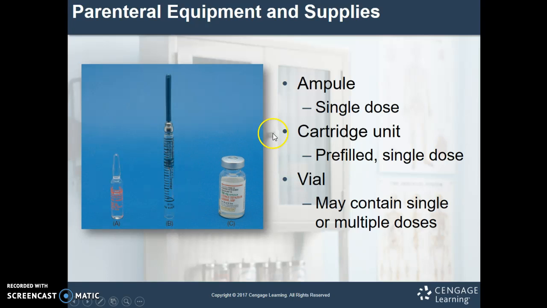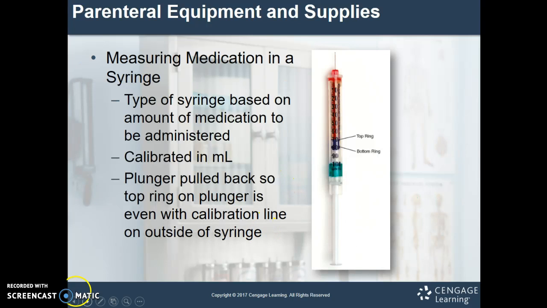So these vials can contain, ampules are always a single dose, cartridges are also always a single dose, and vials may contain single or multiple doses. Measuring medication in a syringe. The type of syringe used will be based on the amount of medication to be administered and the type of medication. So, for example, insulin gets that special syringe we've talked about a couple times now.